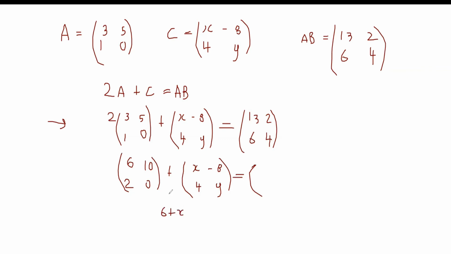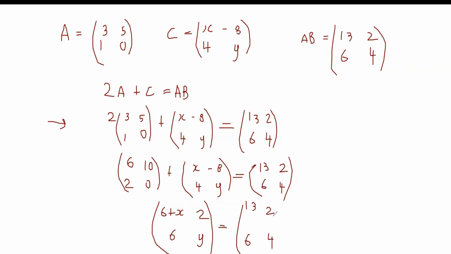Then we're going to have 10 plus minus 8. 10 plus minus 8 is just 2. Then 2 plus 4 is 6. And then 0 plus Y is just Y. All right. And so all of this over here now is 2A plus C. And remember that 2A plus C is equal to AB. So we can just equate that side now to AB. So let's write that down. It's equal to 13, 2, 6, and 4.